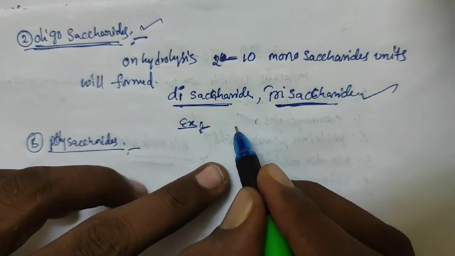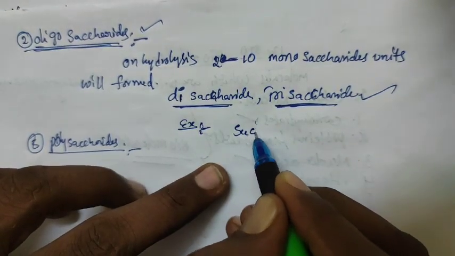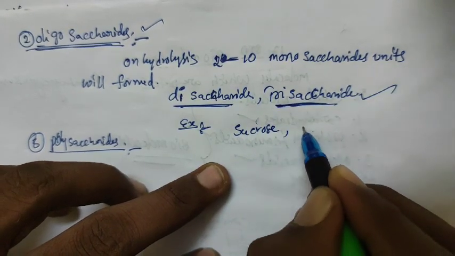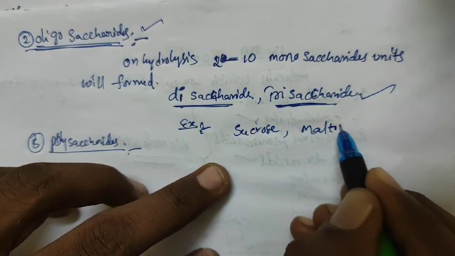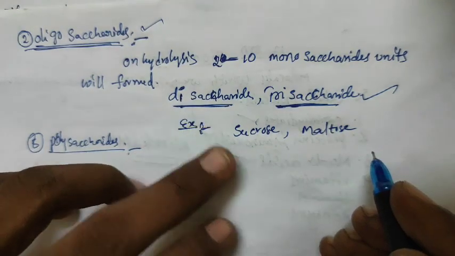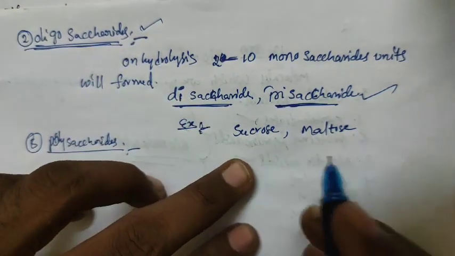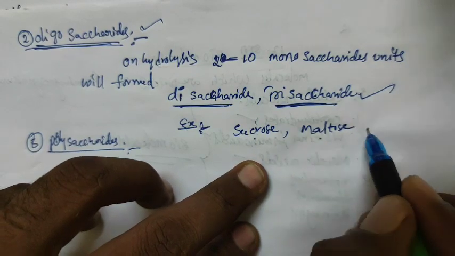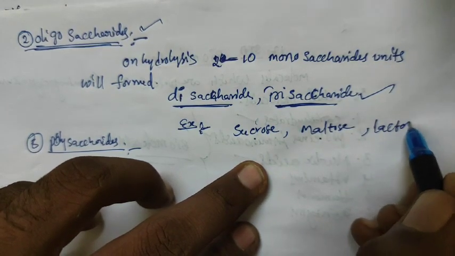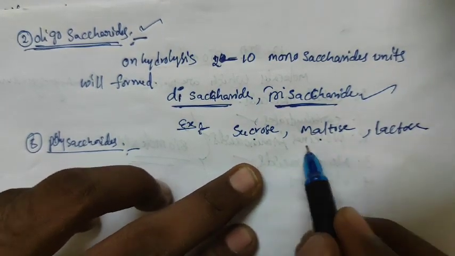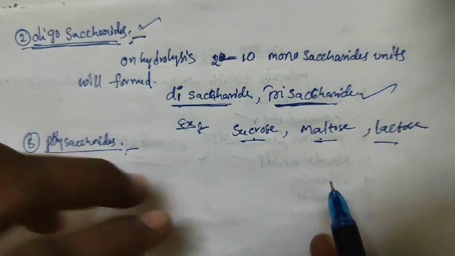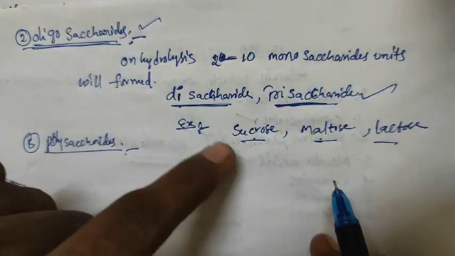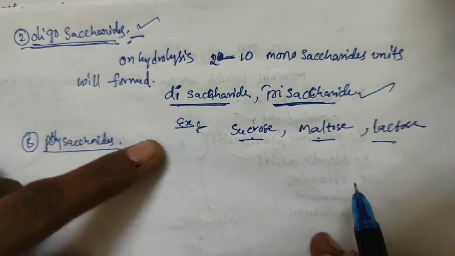Examples of oligosaccharide: sucrose and maltose. Examples of disaccharide: maltose, sucrose, lactose. These three are disaccharide examples within oligosaccharides.